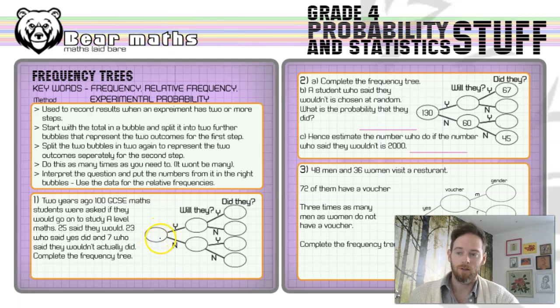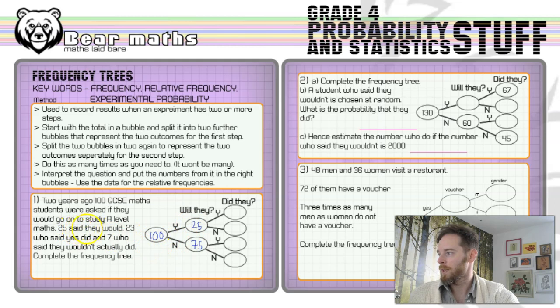Complete the tree. Now, what we have to do is figure out what goes where. 100 is the total, and the total is always this bubble at the beginning. So 100 goes in the first bubble. We need to split the 100 into two numbers, and 25 said they would. So you follow the branch that says yes, 25, and then 75 obviously is going to go where the no is. Those two add up to make the 100.